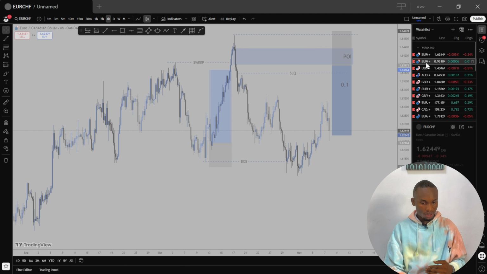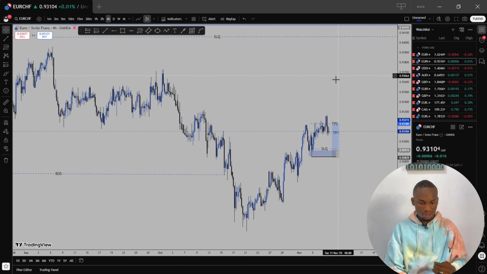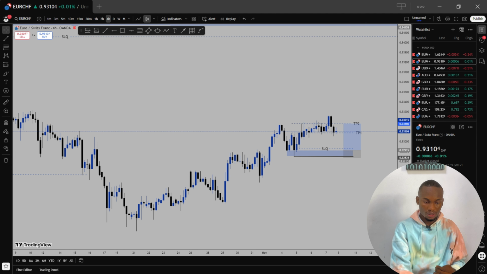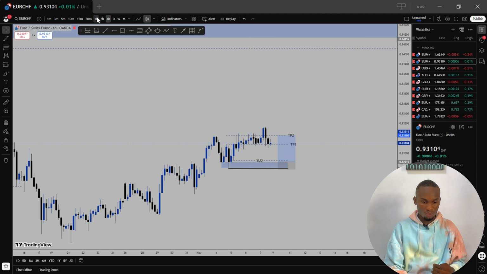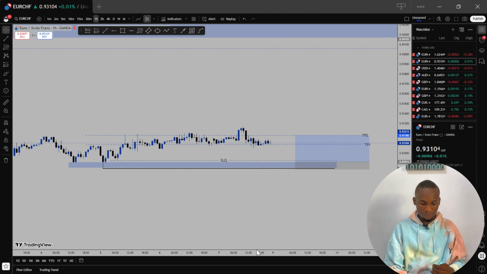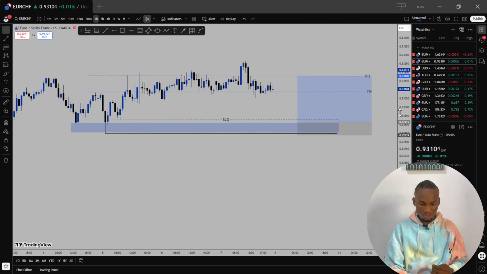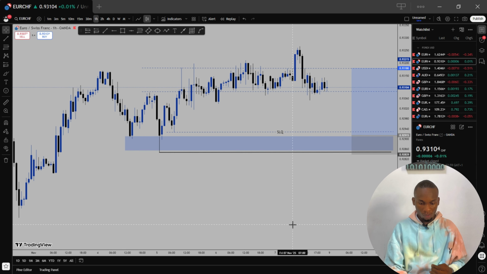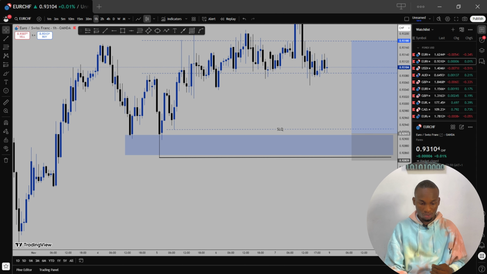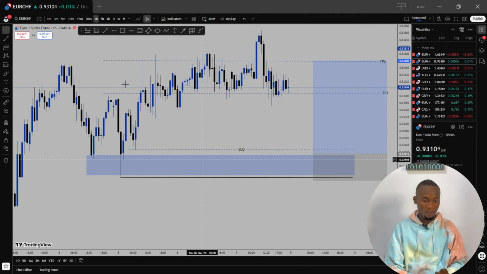So the next pair on our list is Euro CHF, and this is on the 1 hour time frame. Okay, so Euro CHF, I currently have two buyers on this trade. One is on the 1 hour time frame, so they both go hand in hand. The first thing we looked for was the sweep right here, right? As you can see, price swept this low right here, and then it went and broke structure.